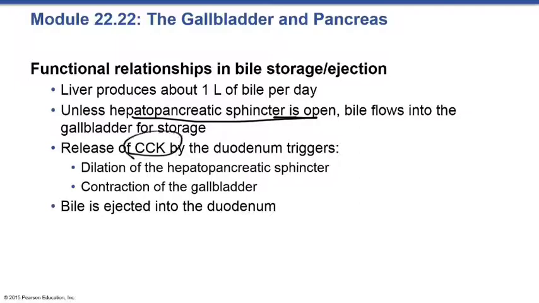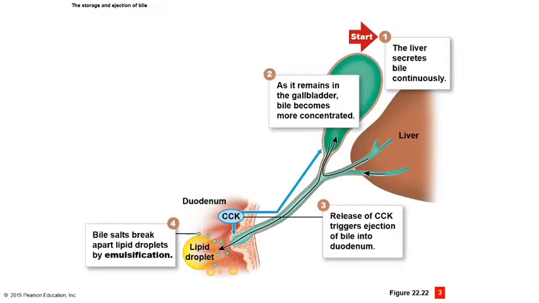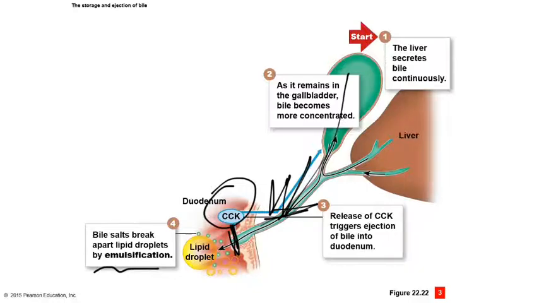And again, CCK, we talked about, is going to trigger that release into the duodenum. So the sphincter will dilate, the gallbladder will constrict, and bile will be dumped into the duodenum. So looking at that pathway again, CCK works on opening up the sphincter and releasing gallbladder stored bile into the duodenum for emulsification of the fats.